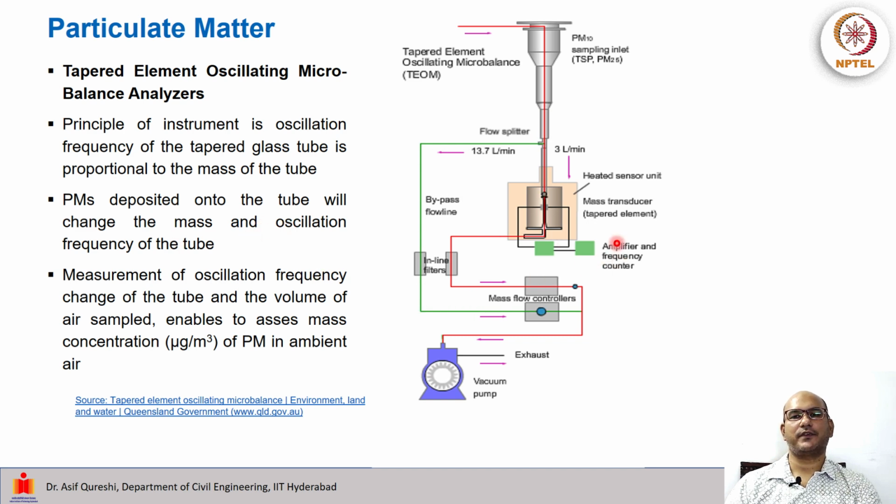So then we have some frequency. Here we will have an amplifier to amplify the frequency so that it may be counted. So we will have an amplifier and frequency counter. The measurement of the oscillation frequency change of the tube and the volume of the air sampled will enable us to assess the mass concentration of PM in the air that is being sampled, and this mass concentration could be in micrograms per meter cube units.